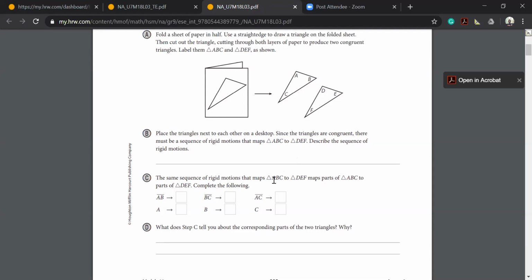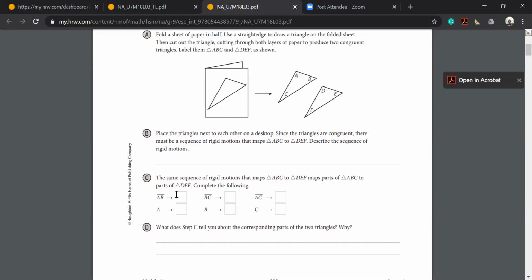What about AC? AC. Look, I'm jumping. AC, here, DF. So let's see here. AC and DF. So we are right again. So AC maps to DF. What about angle A? Angle A maps to angle D. So you are going to write here D. Angle B maps to angle E. Angle C maps to angle F. Right?